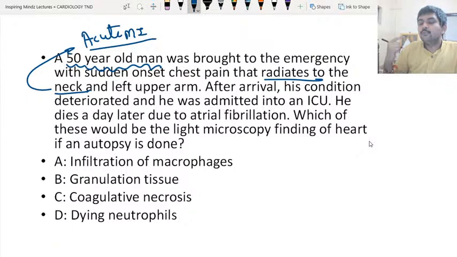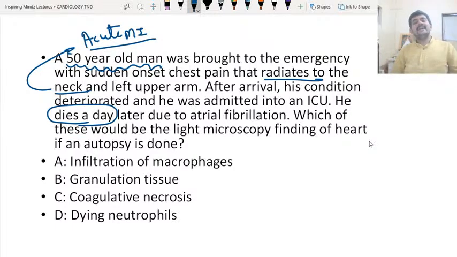So now, if you read further, you will get that the patient was admitted to the ICU and he died the next day due to atrial fibrillation. Nothing to do with the question. It's very simple. If you highlight, see, he dies a day later. And then they have asked that at this point, what should be the light microscopic changes? So now tell me, a day later, what does this mean?